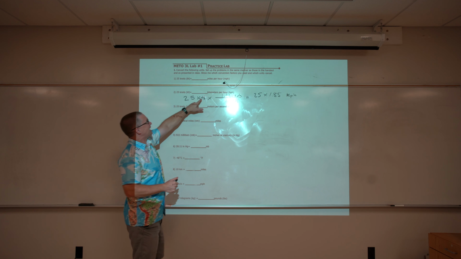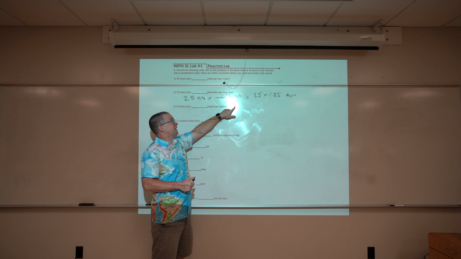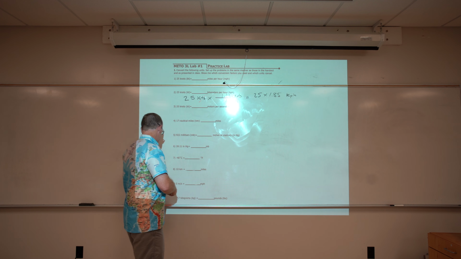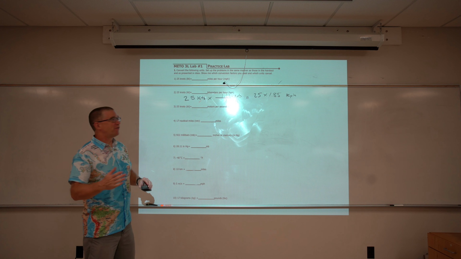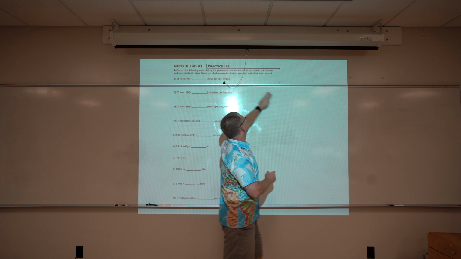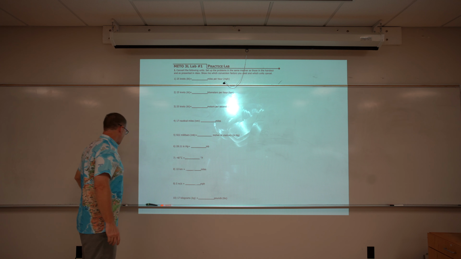Again, the key is that you're canceling out these knots, and you're left with kilometers per hour. That's what you want. Okay. All right. Hopefully that makes sense. If not, just let me know. That's basically how you set up most of these problems. A few of them are going to be a little bit different. A few of these are just plug and chug kind of equations. Like temperature, for example, is just sort of plug and chug. And again, you have the formula in your handout about how to do that. So that's pretty straightforward.